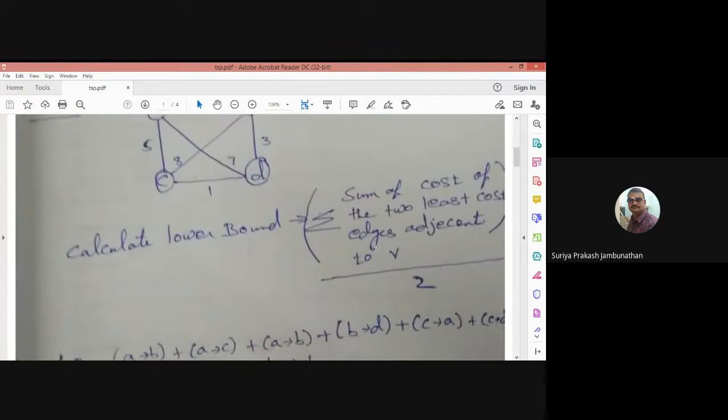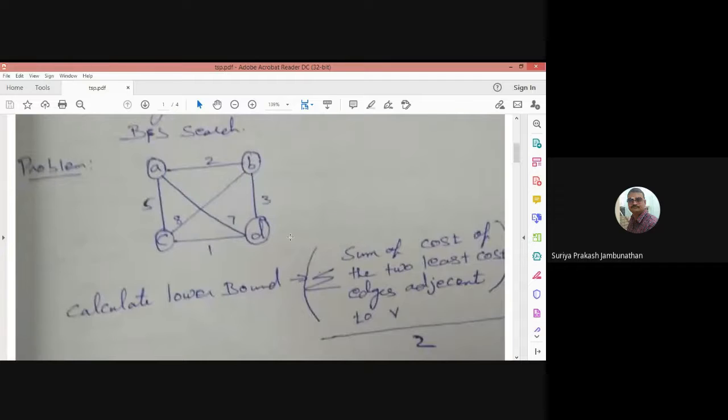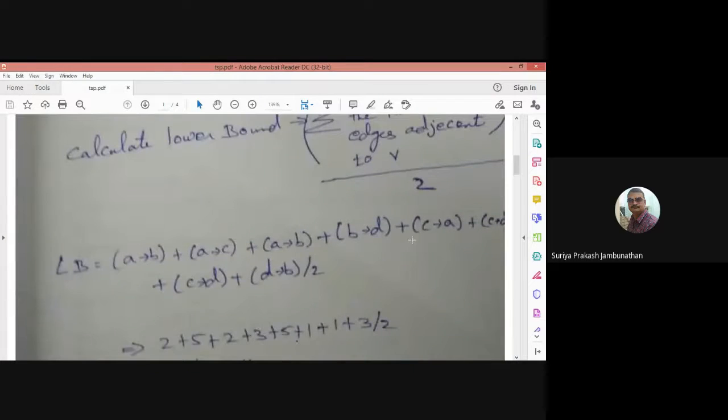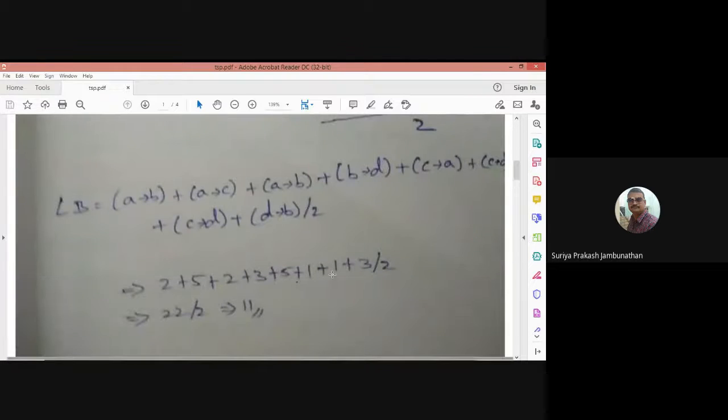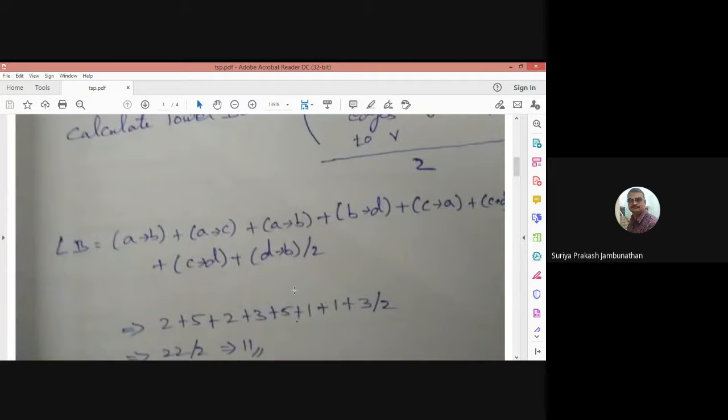B to D, what is the value? B to D value is 3, that we are substituting here. Then C to A value is 5. Then C to D value is 1. Again C to D, 1, D to B, that is 3. So adding all, we are getting 22. 22 divided by 2, we are getting 11 as the answer. That is the lower bound.